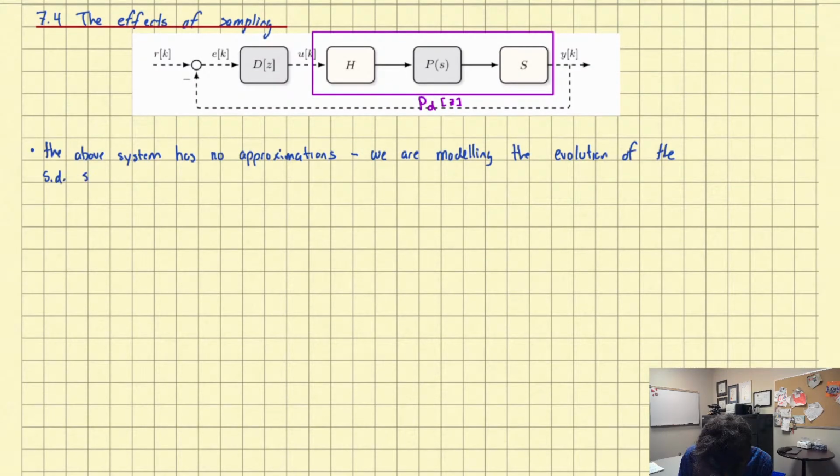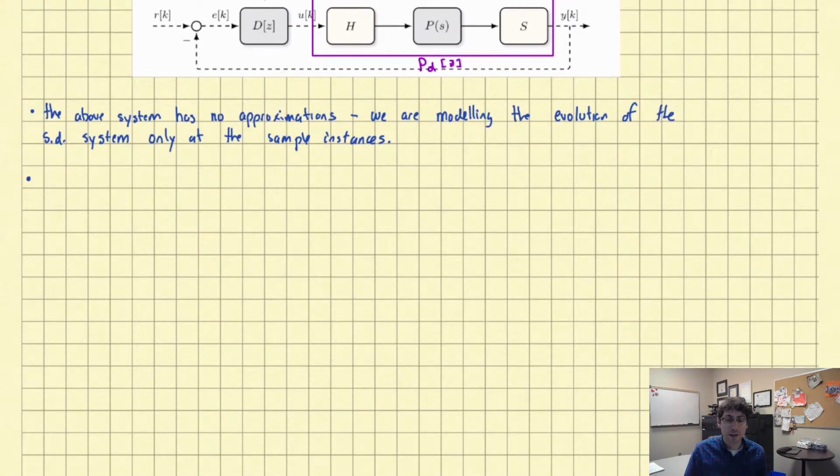Of the sample data system only at the sample instances. Right? There is stuff happening between the samples because there's this continuous time element, but this model won't capture that in some sense. Right? It's just going to look like a discrete time system.